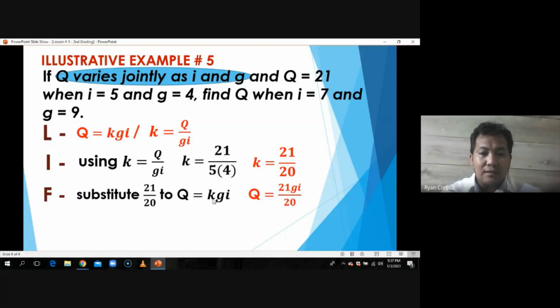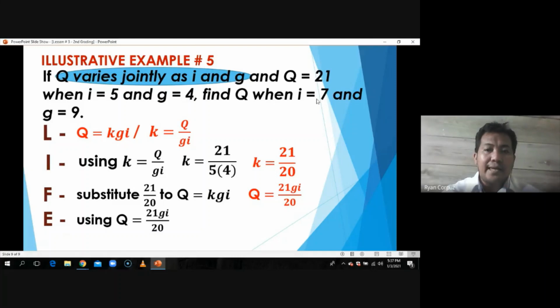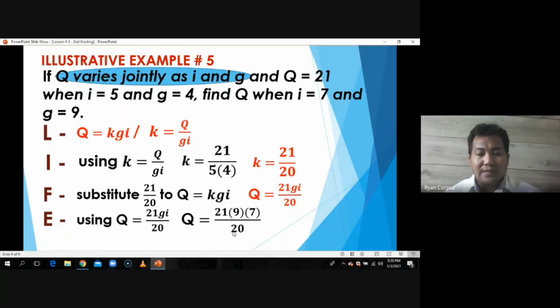Because it is KGI over 1, so the fraction is over 1. The GI is a numerator, so the numerator 21 comes along with the GI. Then 20 is in the denominator part. So lastly, using the new form equation Q is equal to 21GI over 20, find what is asked in the problem. It says to find Q when I is 7 and G is 9. So we just substitute. Q is equal to 21 times 9 times 7 over 20.